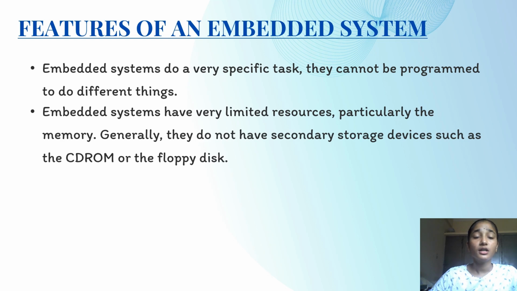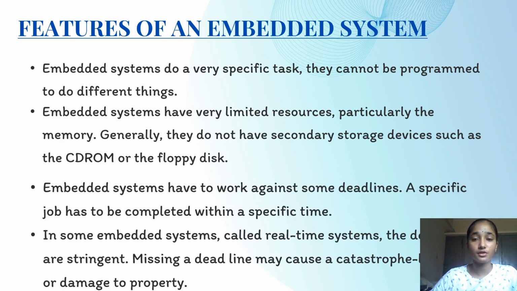Then we move on to features of an embedded system. These are all the features of an embedded system. The embedded system does a very specific task. They cannot be programmed to do different things. Embedded systems have very limited resources, particularly memory. Generally, they do not have secondary storage devices such as CD-ROM or floppy disk, which we have known about. Embedded systems have to work against some deadlines.